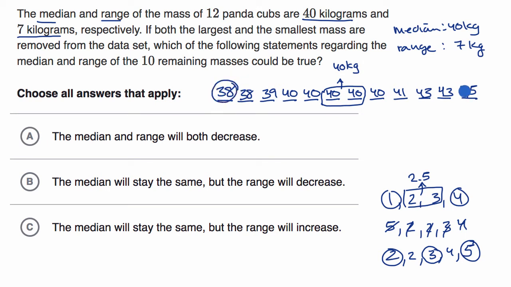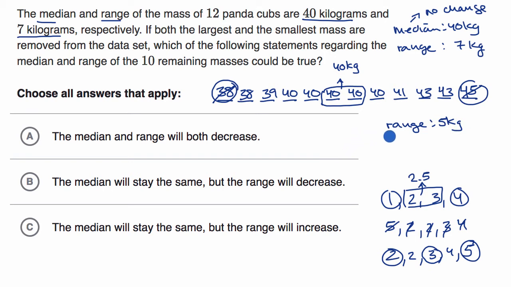If we remove the low and the high, that doesn't change the median. The middle two numbers are still going to be the same. And that's in general going to be true. As long as you remove both the high and the low, the median does not change. Now what about the range? Before, our range was 7 kilograms. In this particular case, when we remove these two, our new range is 43 minus 38. So our range has gone down to 5 kilograms.